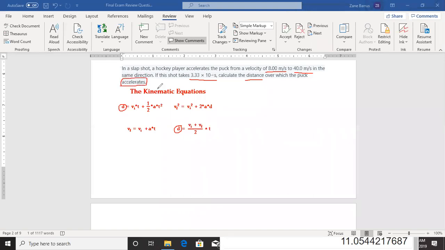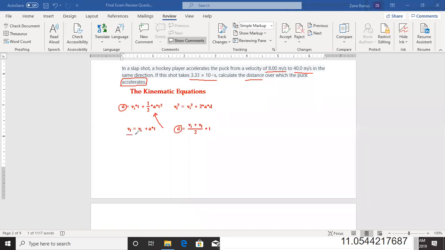Because the puck is accelerating, I'm leaning more towards this one because it has an acceleration unit inside of it. But the problem is they didn't tell us what the acceleration was. So in order to figure out what the acceleration is, we can use another equation. Remember that acceleration equals VF minus VI over T. We did that in a problem not too long ago.